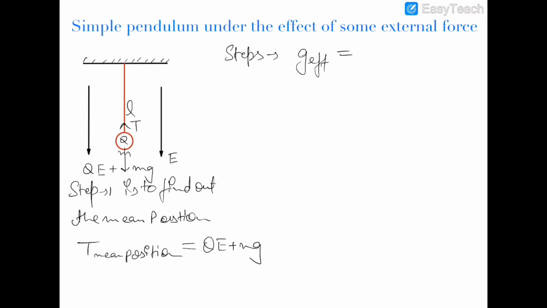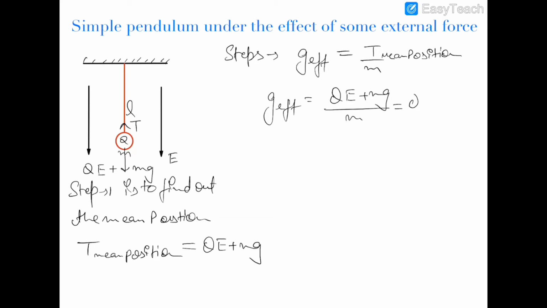So g effective would be equal to T by m, where T was the tension in the mean position. So we have already calculated this tension, which is qE plus mg, and therefore g effective would be (qE plus mg) divided by m.